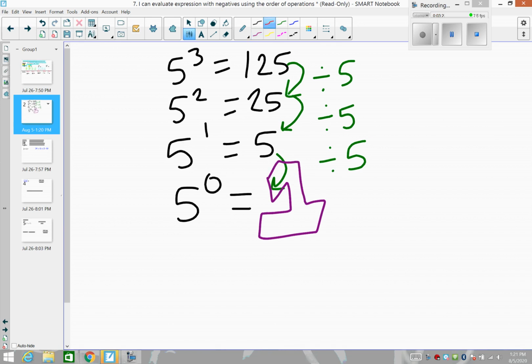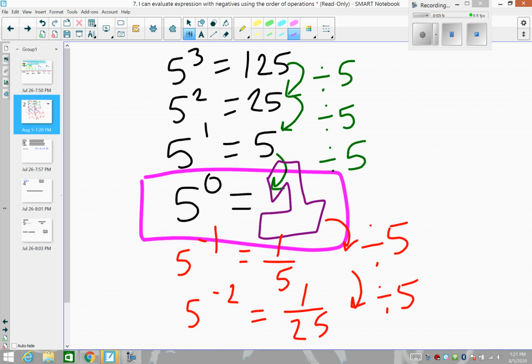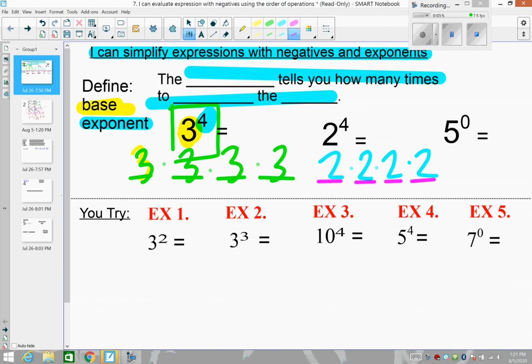If we continue that process, mathematical proof, we divide by 5, then 5 to the negative 1st power would be 1/5, 1 divided by 5. 5 to the negative 2nd power would be, divided by 5, 1/25, and so on. That pattern would continue. So the key of this entire little side page that I created is that anything to the 0 power equals 1. So what does 5 to the 0 power equal? 1. Not 5, 1. We will continue to practice that as we work.